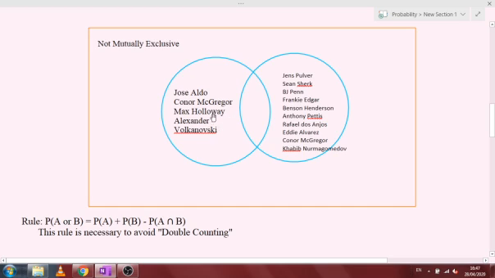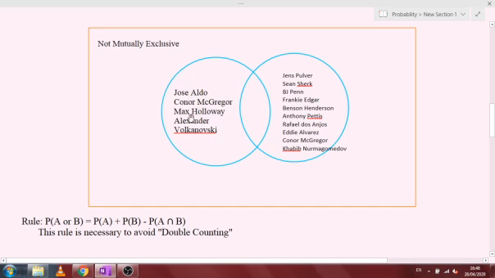So Conor McGregor should not be listed in both lists separately. He should be in the middle. And the reason I have him in both lists is to show this. It's necessary to subtract the intersection to avoid double counting. Because if you count Conor McGregor here and you count Conor McGregor here, you've counted them twice. So you want to avoid that double counting and you want to place him in the middle.